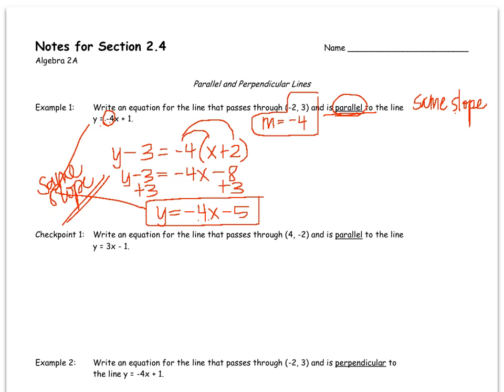Now, what I want you to do is check point 1 in the notes. So take a second and pause the video. And what I want you to do is double check. If you go through 4,-2, can you get a line that's parallel to y equals 3x minus 1? And in order to get your notes point, I'm going to check that. Now pause the video because I'm going to move on to example 2.